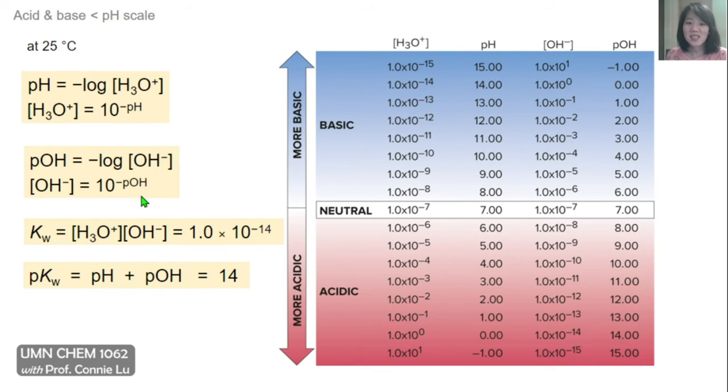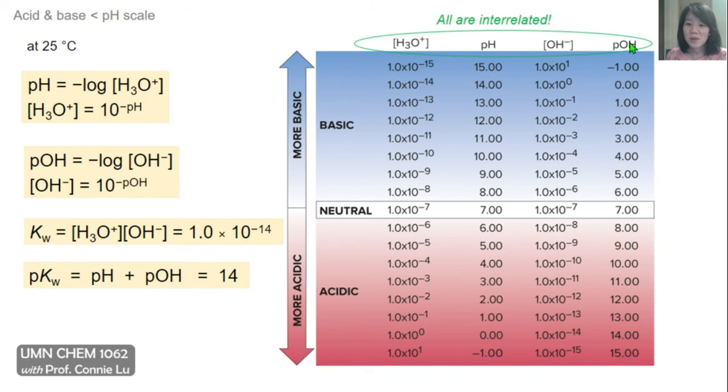Finally, to complete the relationships here, previously we defined that pOH is the minus log of the hydroxide ions. And again, I can rearrange to solve for hydroxide concentration as equal to 10 raised to the minus pOH value. So these equalities on the left basically allow us to interrelate hydronium ion concentration with pH, but also hydroxide concentration and pOH.